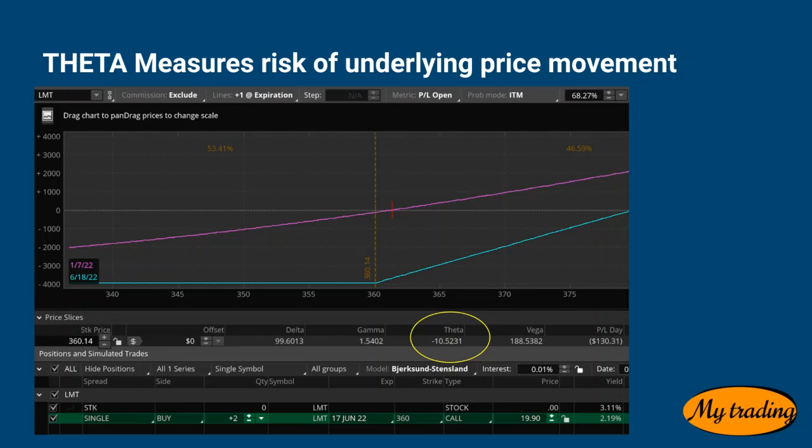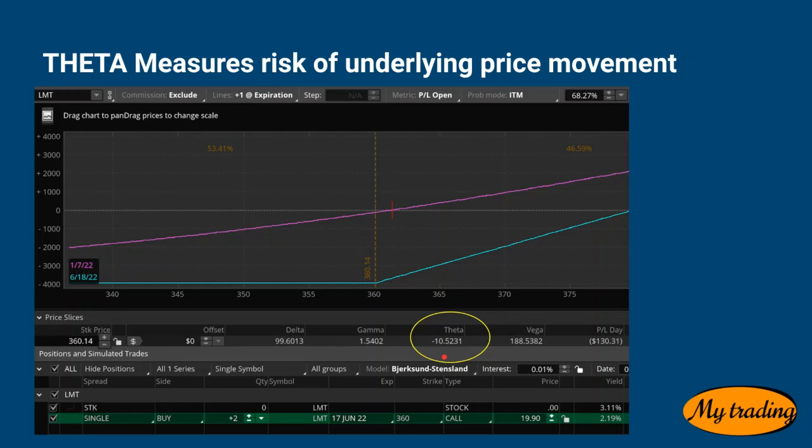Now, the reason I would do this is if I was bullish on a position and I said, well, I don't mind risking 10 bucks, 20 bucks, 30 bucks because I'm expecting to make 500. That's how you would counter that. But just know that you have positive theta and negative theta positions.